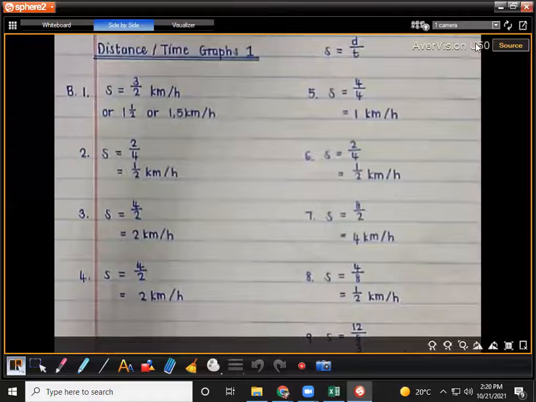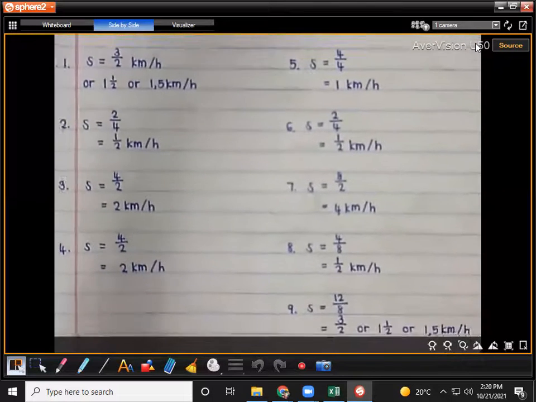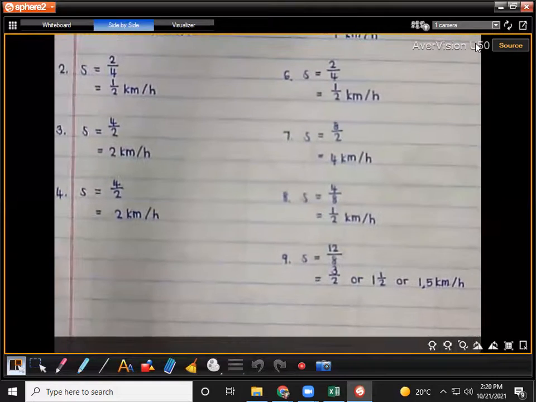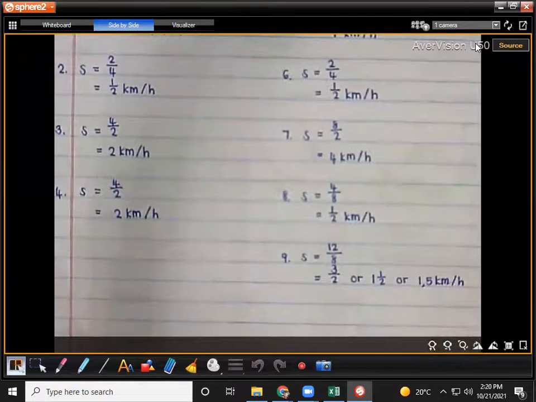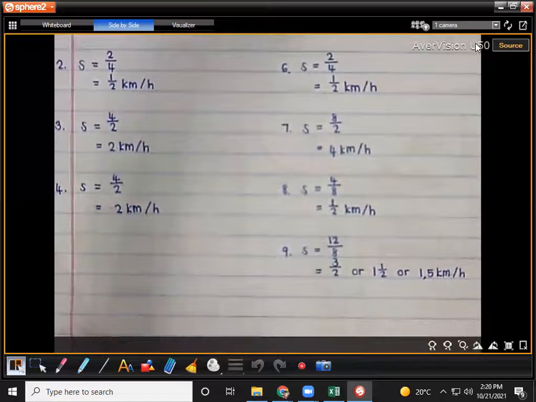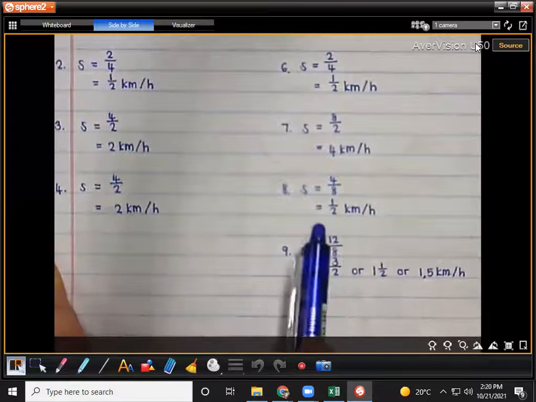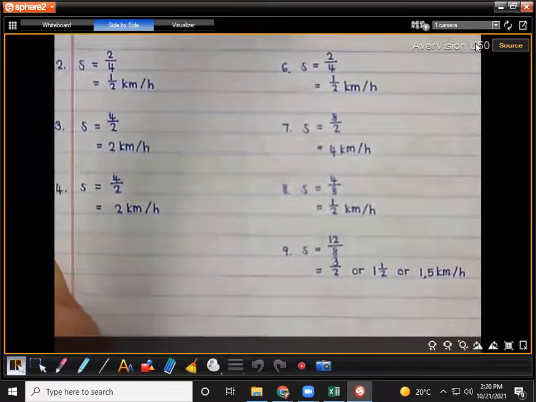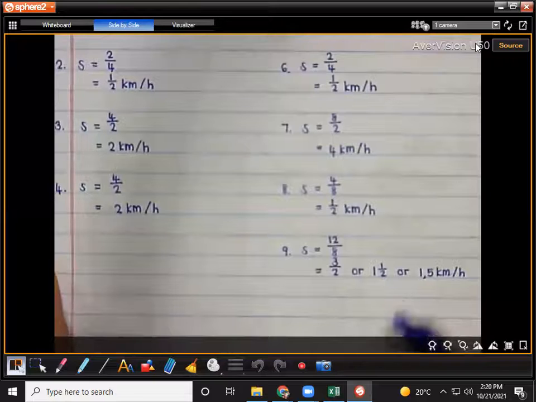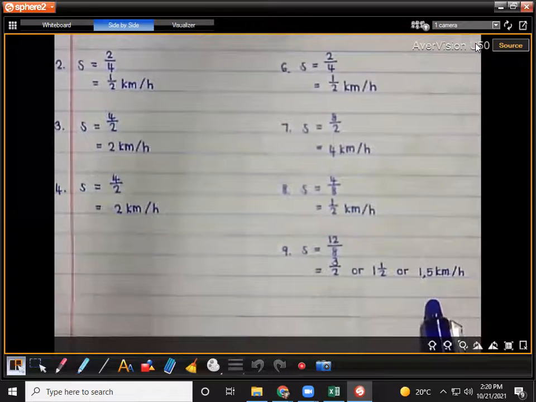There was a number 9, which is down at the bottom. I'll show that to you now. Just let me know if you have any questions on any of these. Okay, number 9 is down there. So it was 12 kilometers in 8 hours. So now again, that's a fraction that you have to simplify. 12/8 is the same as 3/2, right? Because 4 can go into 12 and into 8. And if you divide each of those numbers by 4, you get 3/2, which again, you're more than welcome to write 1.5 or 1.5 kilometers per hour. It's up to you.